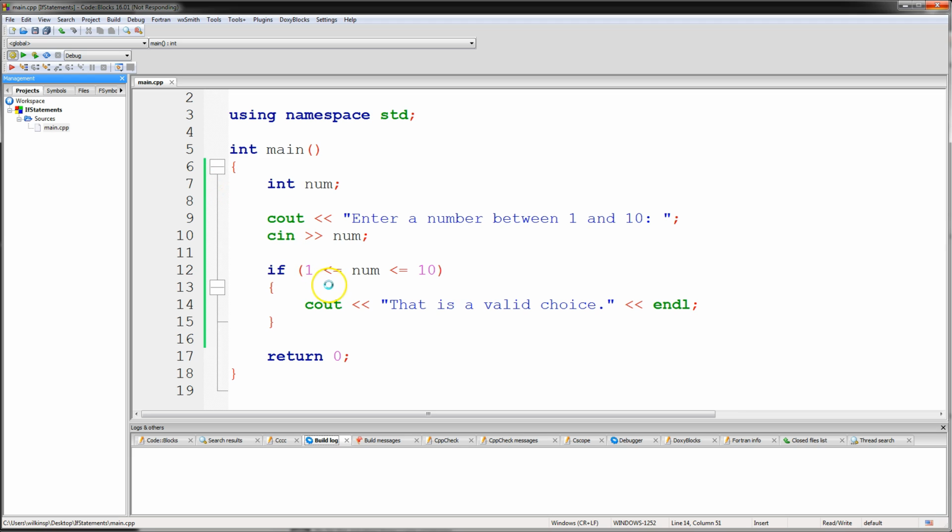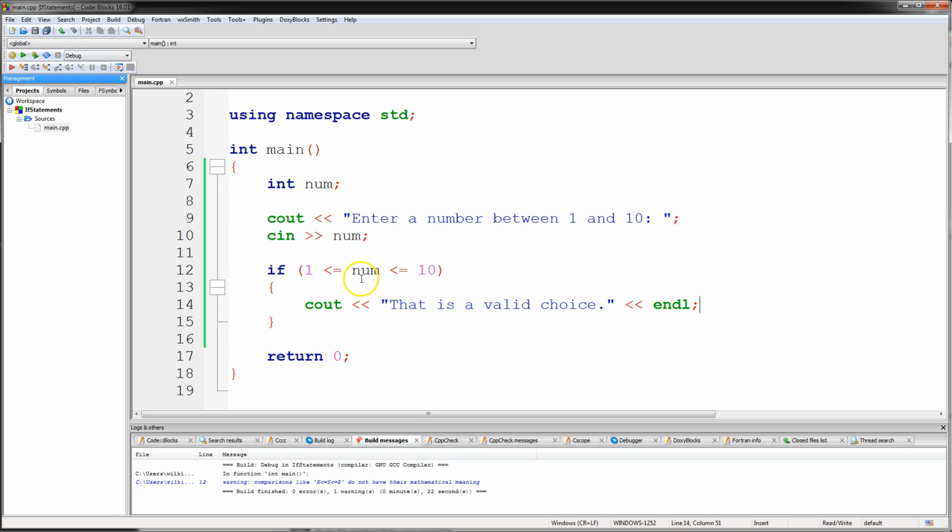The problem is that when we look at this statement, we see numbers between 1 and 10. When the computer looks at it, it sees 2 operators and evaluates them one at a time. So when it goes to evaluate this expression, it says first, 1 is less than or equal to num. Say we input the value 5. You actually see down here, warnings: comparisons like this do not have their mathematical meaning, which is exactly what this is.